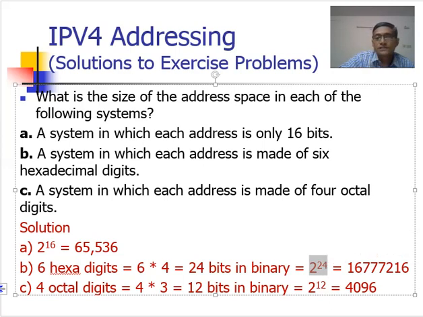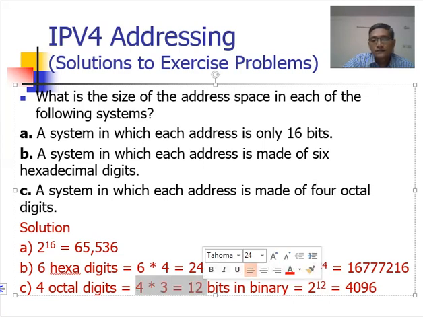Then a system in which each address is made of 4 octal digits. So we know that in binary number systems, 3 bits can be directly grouped as one octal digit. So here they have given us 4 octal digits, so 4 into 3, totally 12 bits are there in that system. So 2 power 12 is equal to 4096.